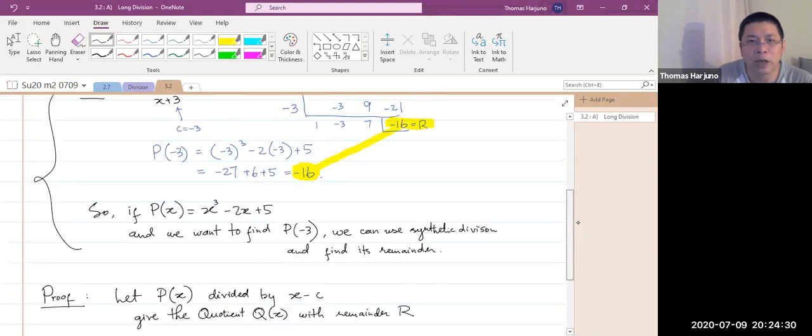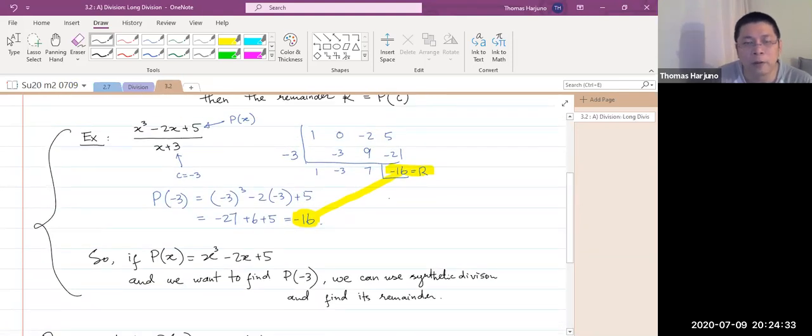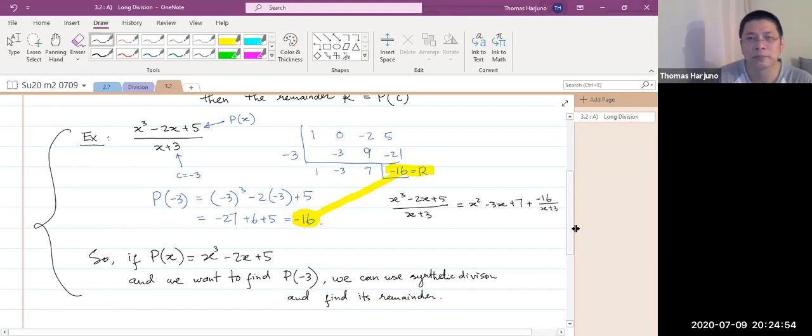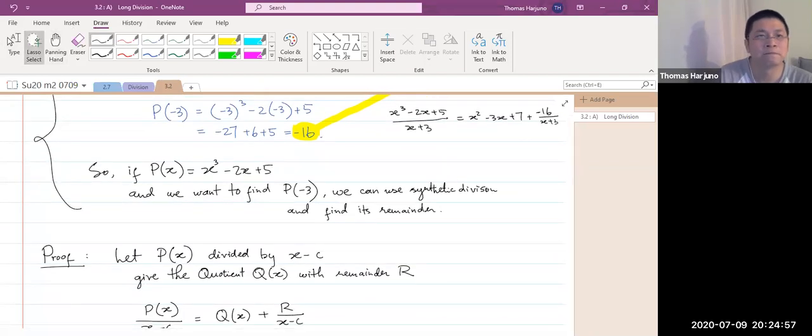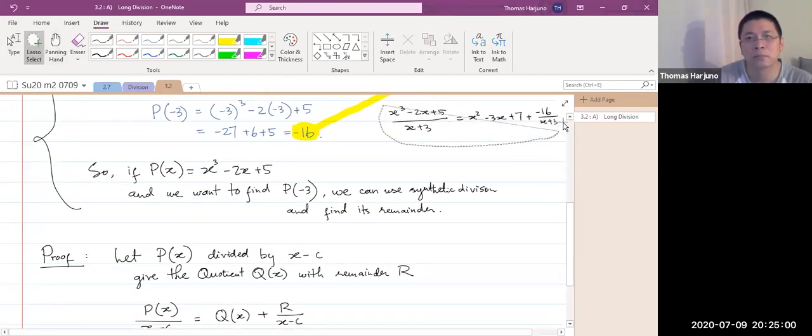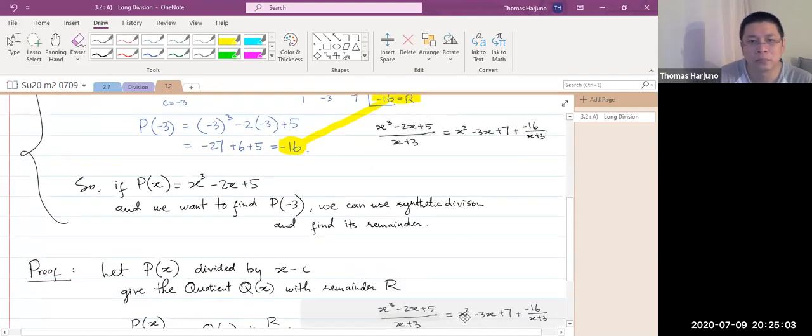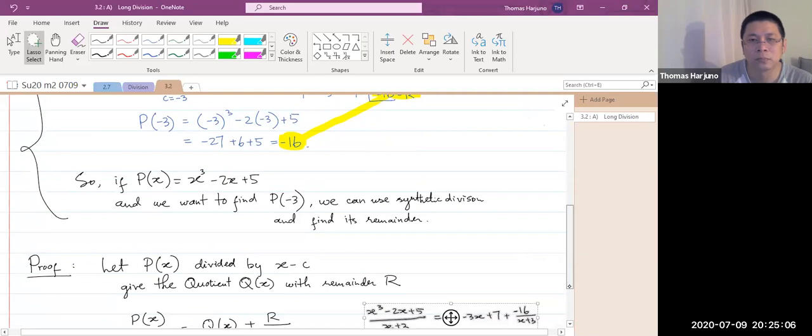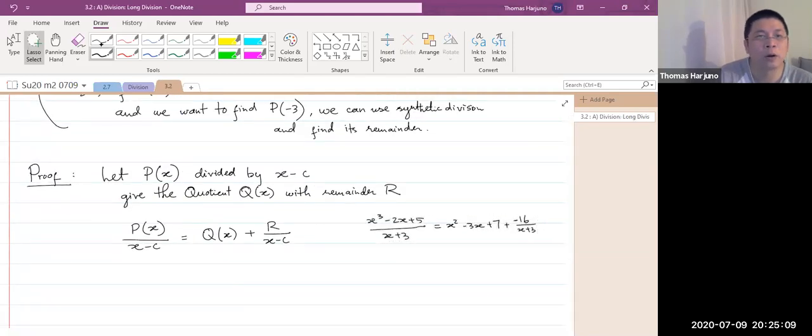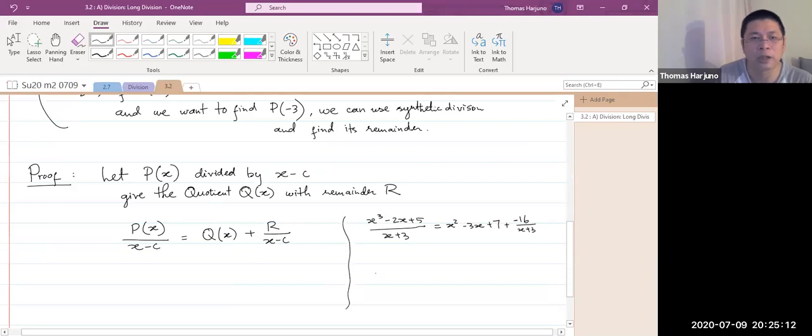If I use the example we have up here, x cubed minus 2x plus 5 over x plus 3 equals x squared minus 3x plus 7, that's the quotient, plus negative 16 over x plus 3. That's from our last example, right? That's what it looks like.